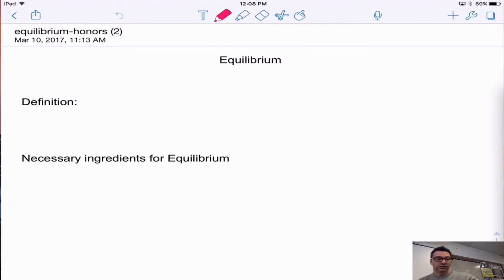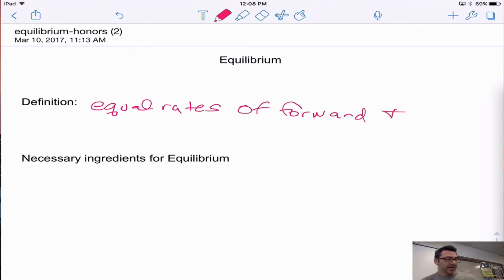You might have heard this term in other sciences, but for chemistry, what it really means is that there are equal rates of forward and reverse reactions. So this is what they're talking about, that there's equal rates of forward and reverse reactions.